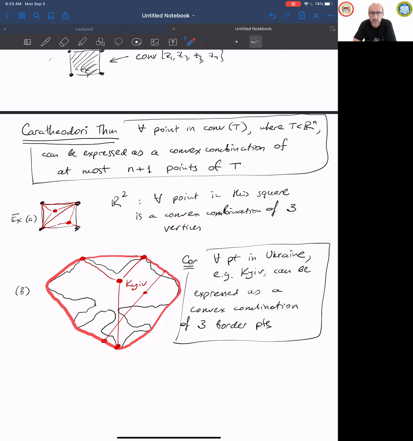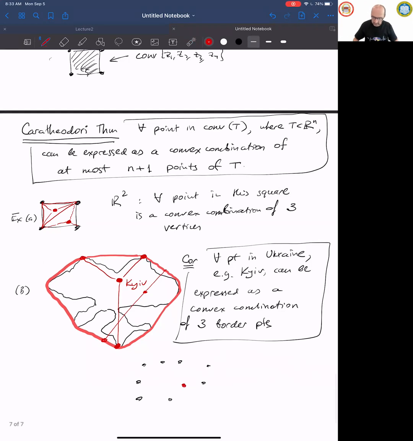So you're right. However, if we take a set that's not a closed curve, let's say a discrete set of points, then, let's say, if instead of Ukraine I took something like this, and took this point that doesn't lie on any segment, then 3 points are required, I think, to represent it.